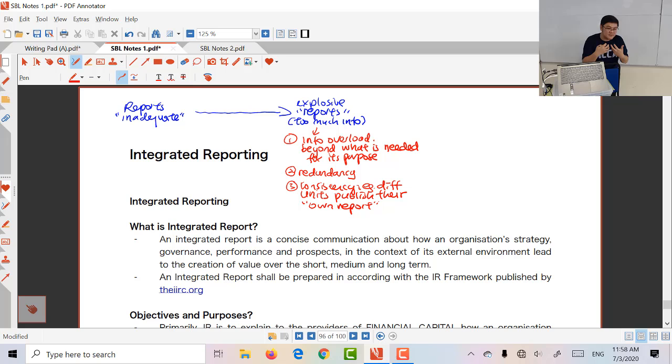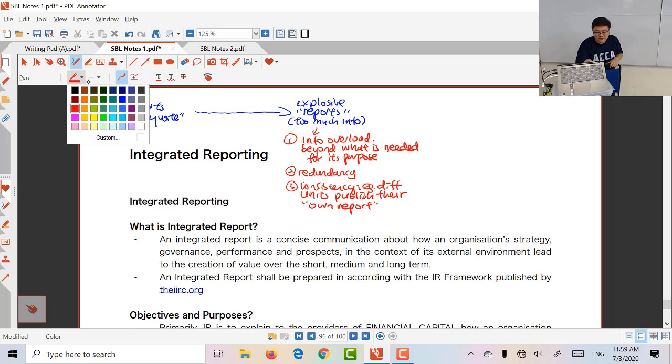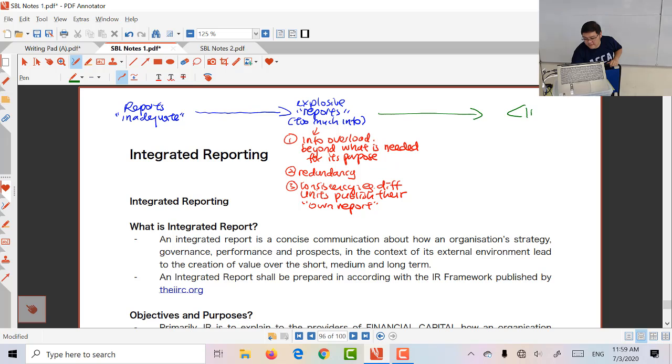So what is the solution? Now, the solution is basically IR. Let's integrate everything together. Have you all seen an annual report in your life? Try and just Google one and read. Just Google annual report Public Bank, alright? And see how thick the report is. It's as thick as your textbook, you know. And do you expect investors to read all that? There's so much information in the annual report that you actually don't need.